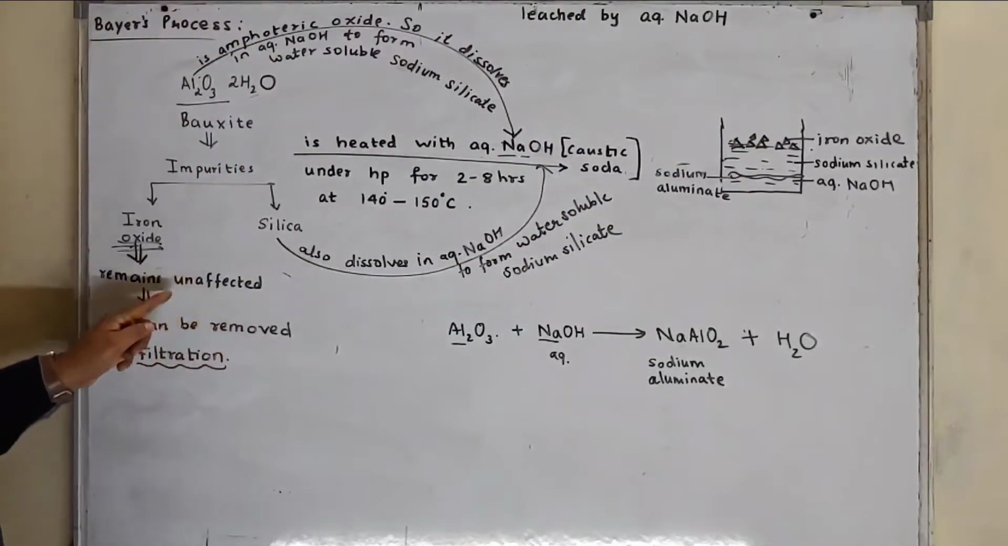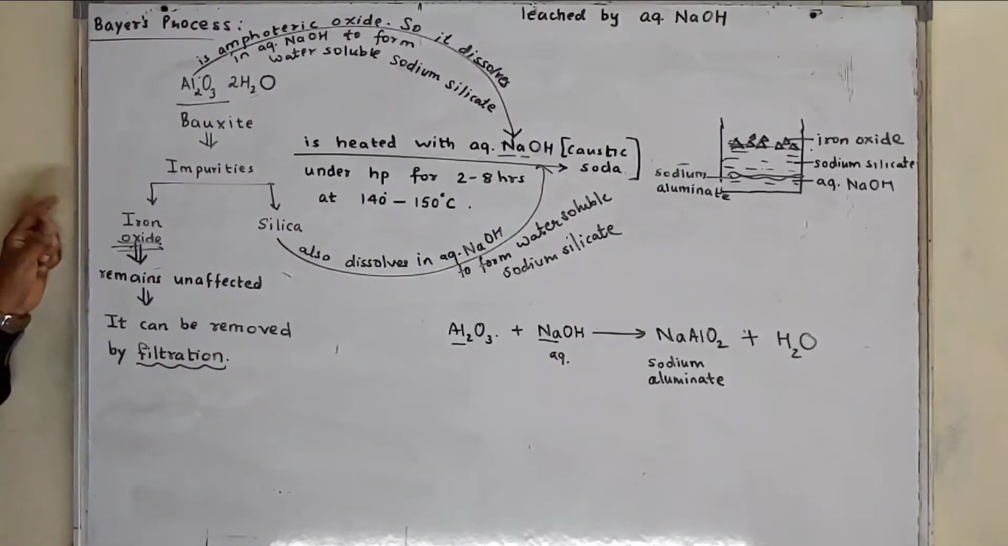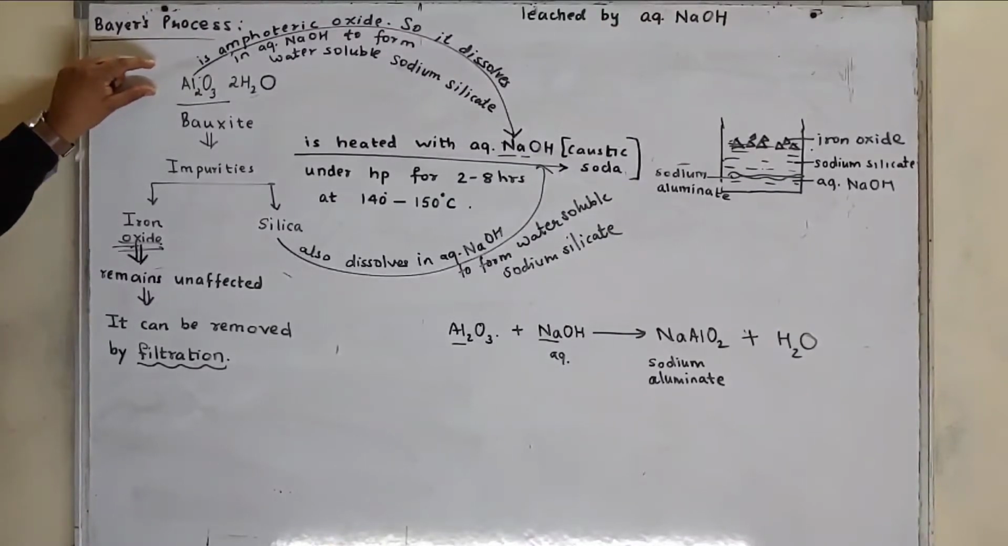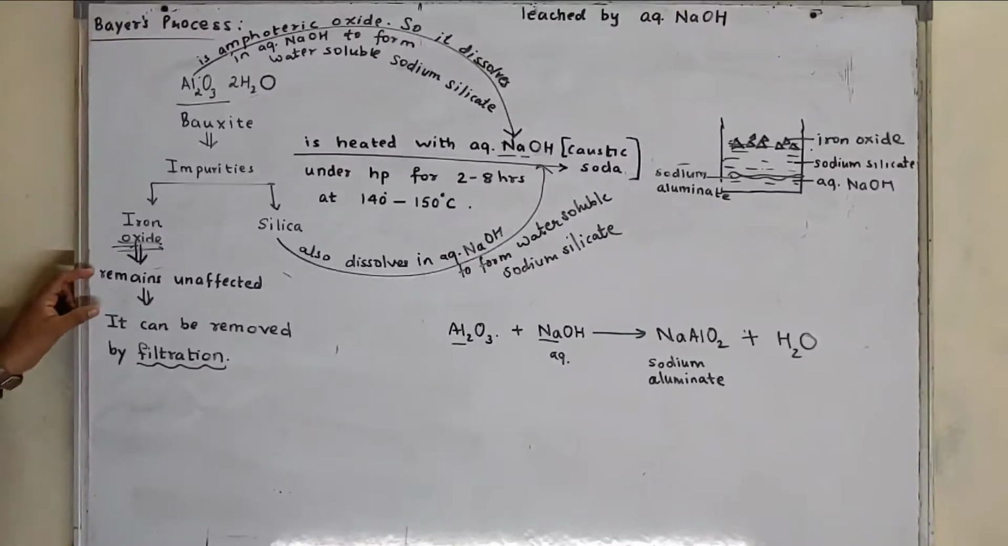But iron oxide remains unaffected. Why? Because iron oxide is an oxide of metal. Generally, an oxide of metal will react with acid. It was an exceptional case for aluminum oxide. Why did it react with base? Because it is an amphoteric oxide. But iron oxide remains unaffected, so it can be removed by filtration.